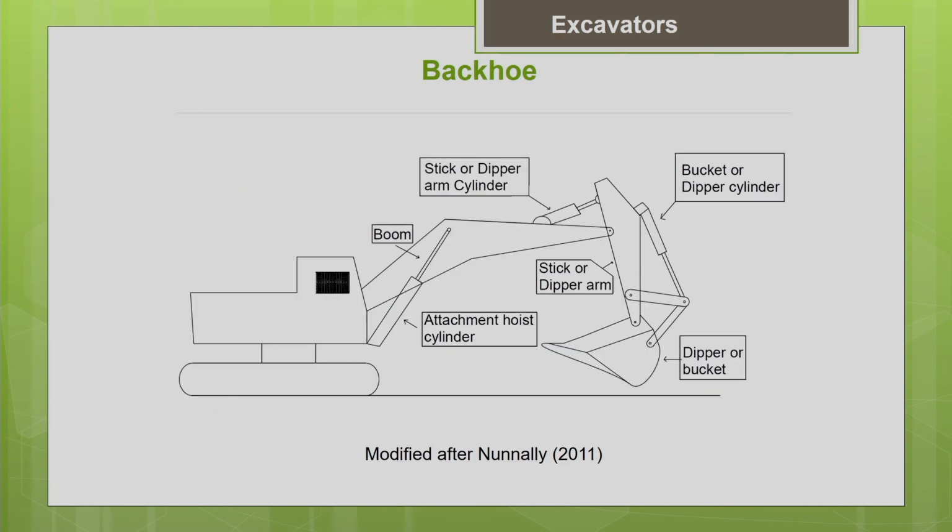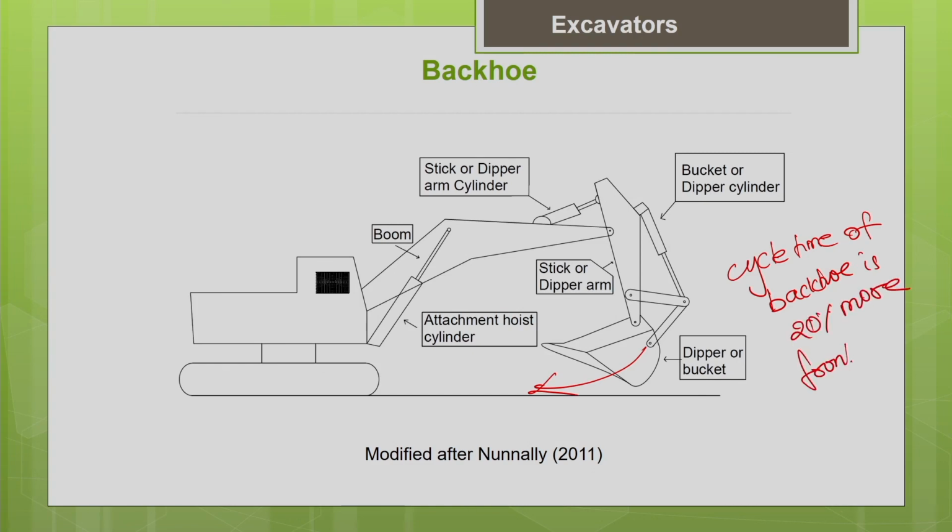So these are the basic operating parts of the backhoe. It is similar to a front shovel. The only thing is the digging motion of the bucket will be in the downward direction. But one thing you have to note is that the cycle time of a backhoe is 20% more when compared to a front shovel.